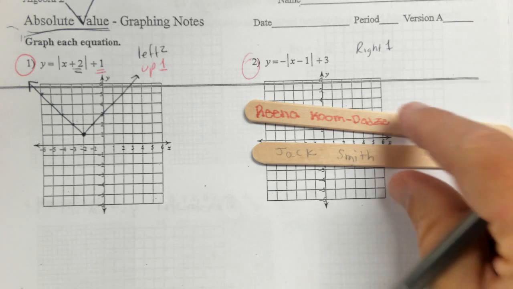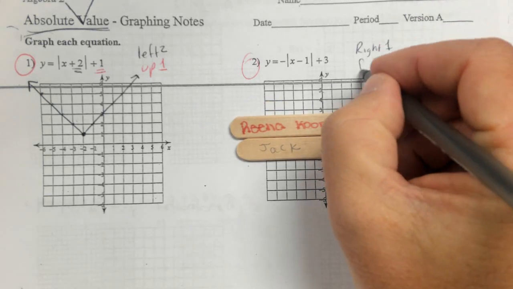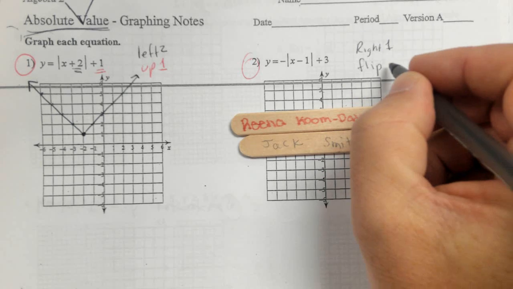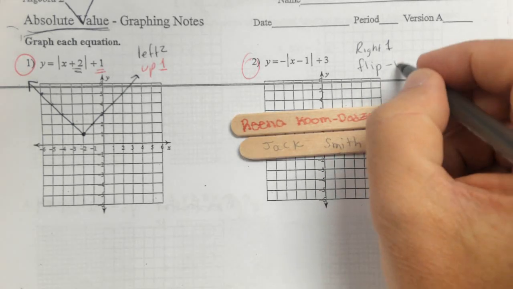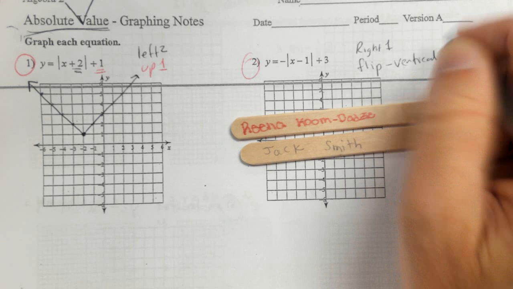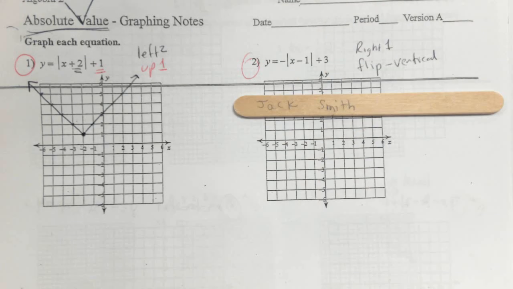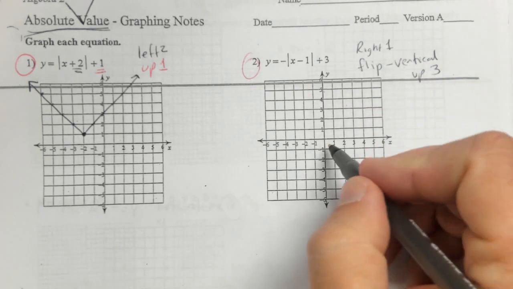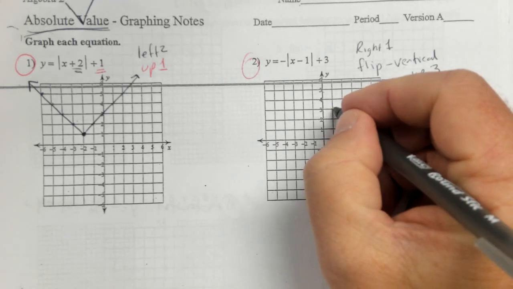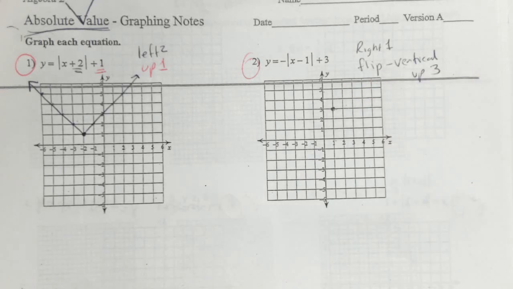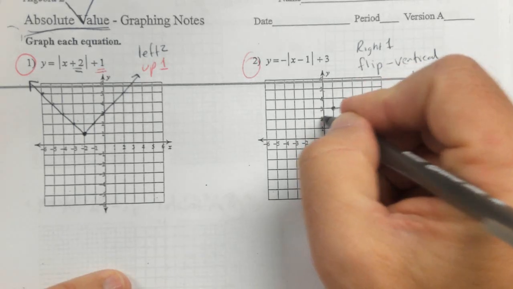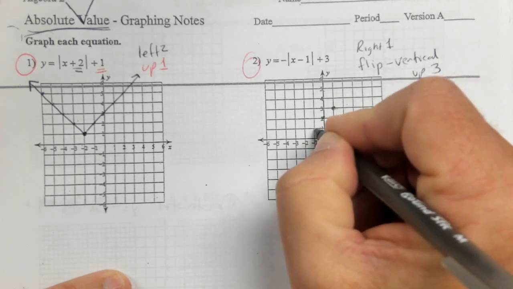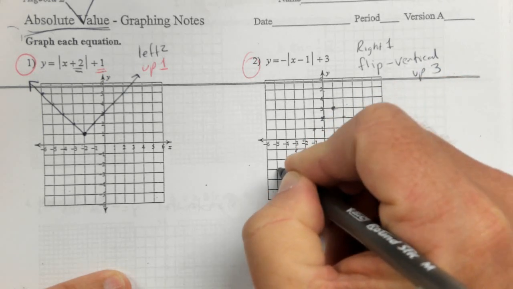Rena, tell me another change. It's going to be flipped. Horizontal or vertical? Vertical, good. Jack, that only leaves one thing for you to tell me what's happening or what's left. It goes up 3. Up 3. Okay, so right 1, up 3, and then be careful, it's flipped, so instead of the normal one, it's upside down. So down 1, over 1. Still a slope of 1, just an upside down slope.